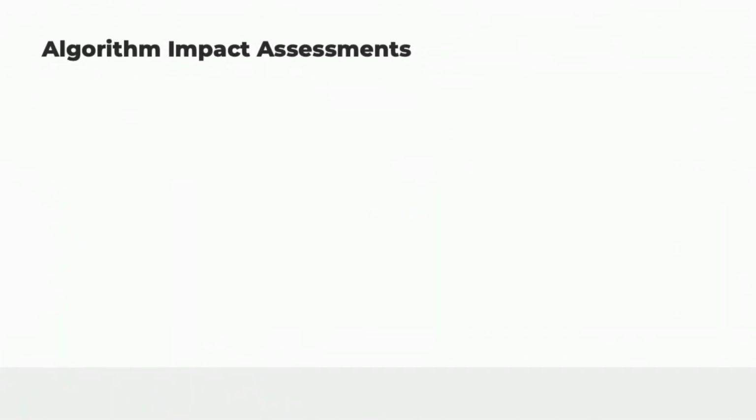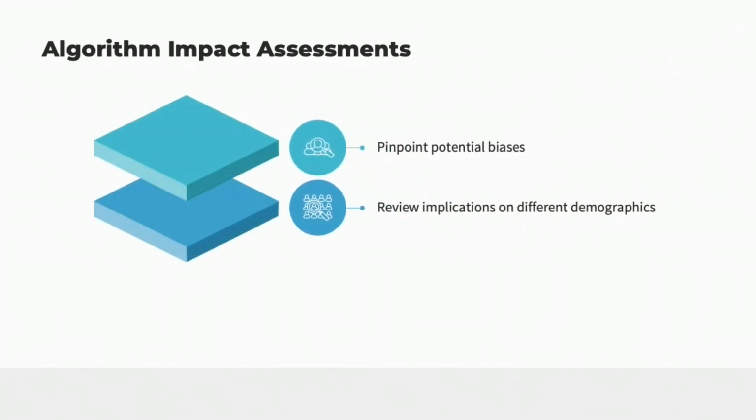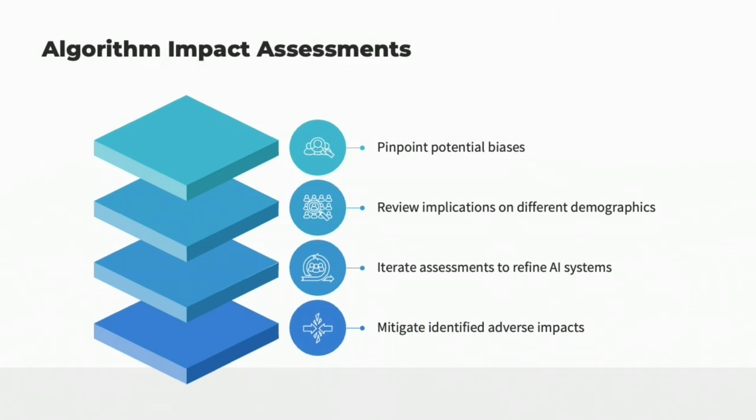Algorithmic impact assessments. Conducting thorough evaluations of AI systems prior to their launch can pinpoint potential biases and their implications on different demographics. These assessments should be iterative, involving continuous feedback loops with stakeholders to refine the AI system and mitigate any adverse impacts identified.